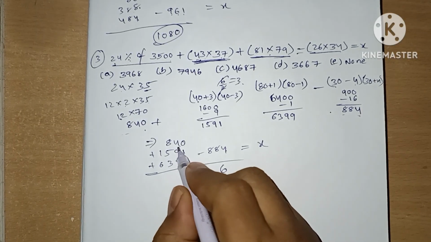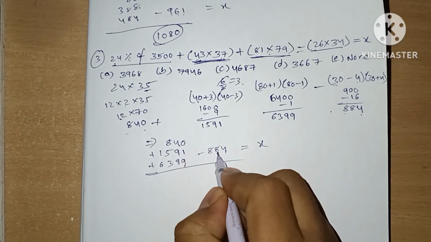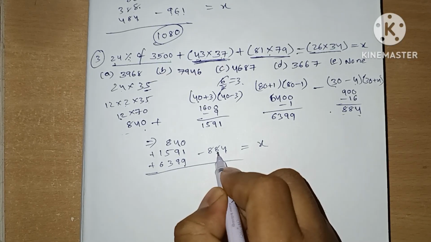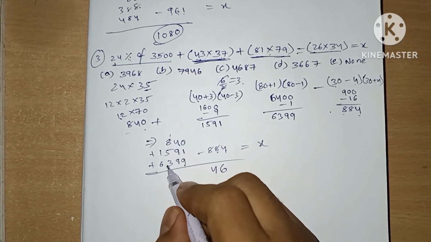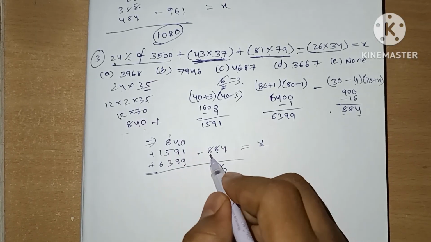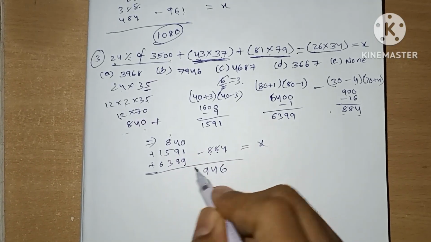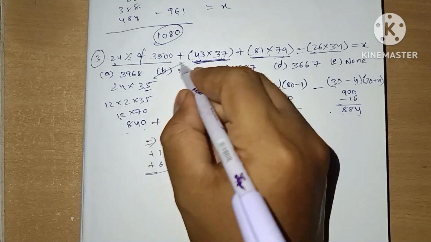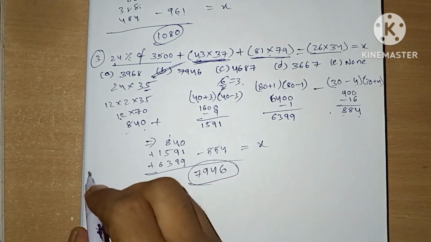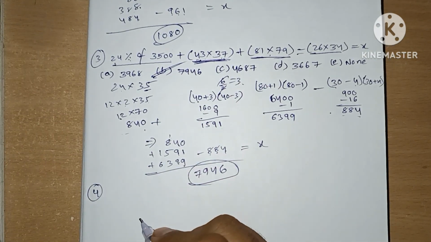Here 18, 22, 22 minus 8, 14, 8, 8, 16, 17. 17 minus 8 will be 9, and we are left with 7. 7946 is our answer, option B. Next we are going to see question number 4.